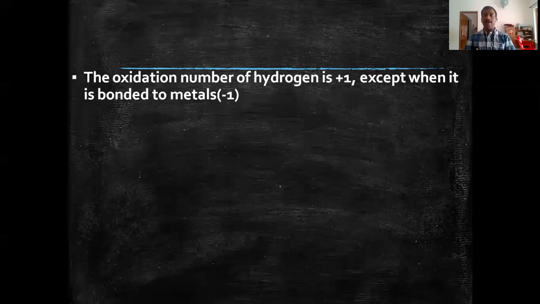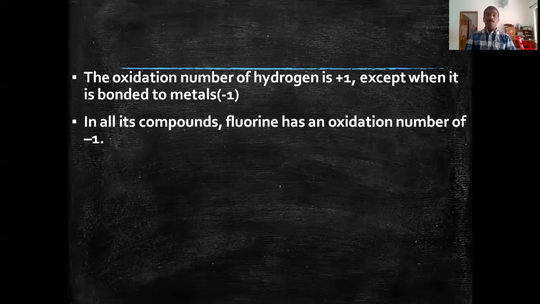The oxidation number of hydrogen is +1 except when it is bonded to metals. In metal hydrides, it is -1. So in NaH, hydrogen is -1, but in CH4, hydrogen is +1. In HCl, hydrogen is +1. In all its compounds, fluorine has an oxidation number of -1 because it is the most electronegative element. So in all compounds, fluorine has an oxidation number of -1.